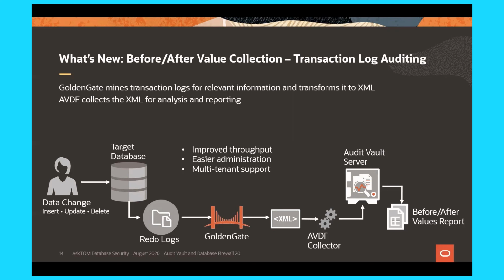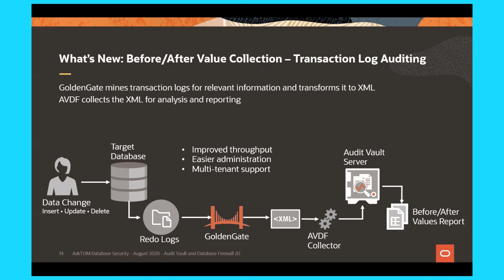This is standard Golden Gate functionality. The fact that you're using that one XML audit format, that's the only thing that's different, but that's not special. That's just a part of Golden Gate from 19.1 on. Now Audit Vault takes over.